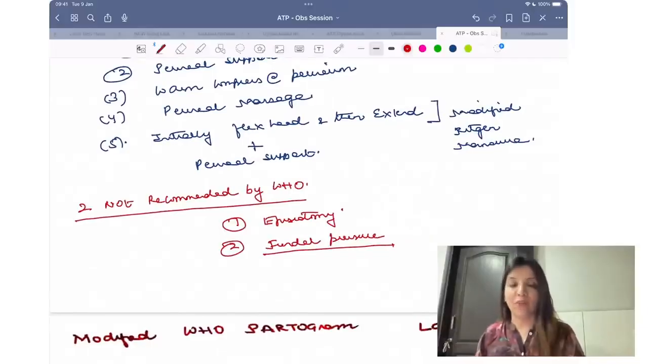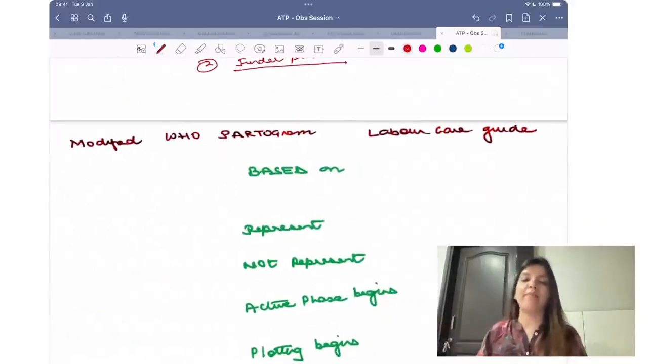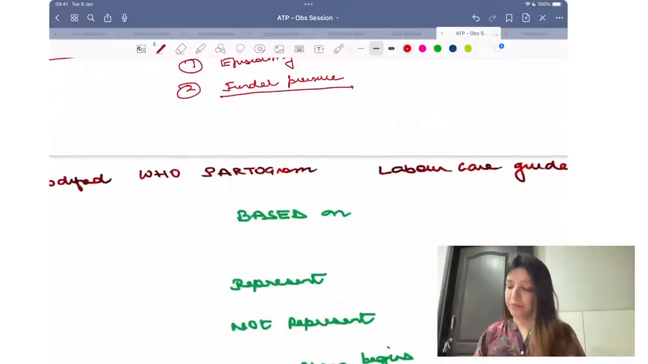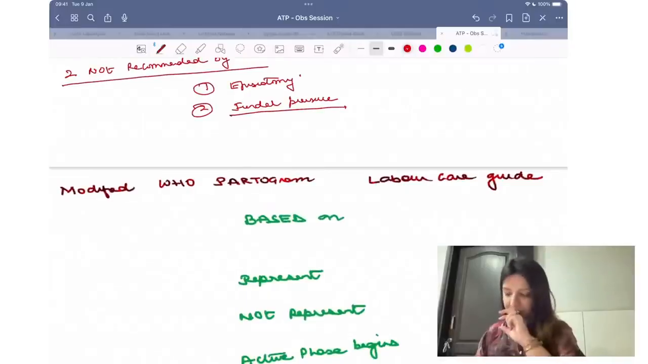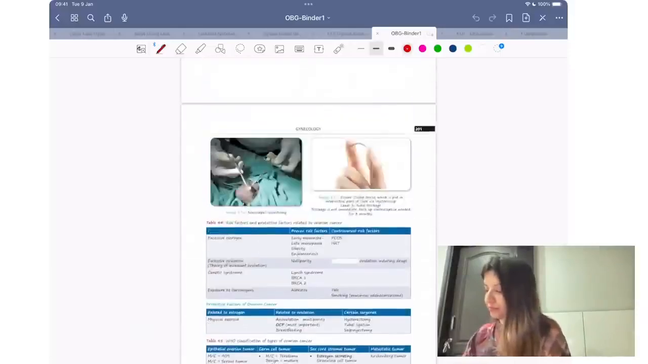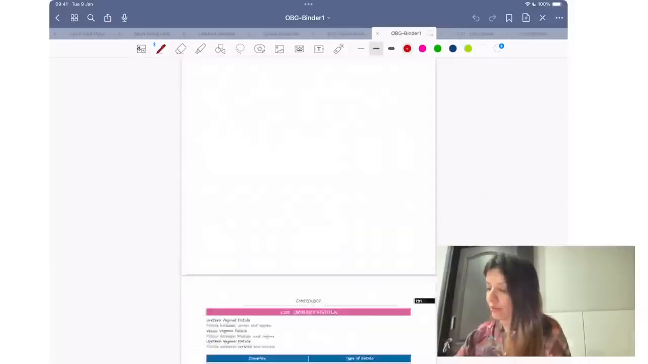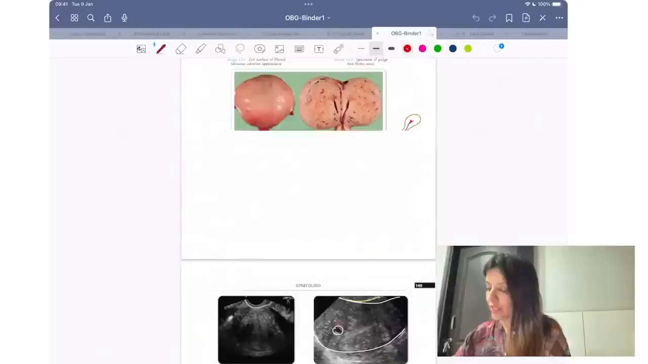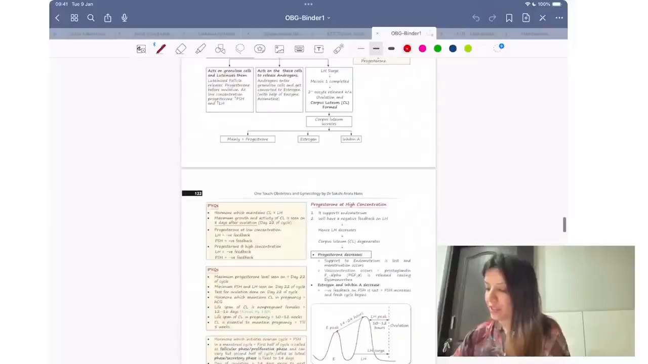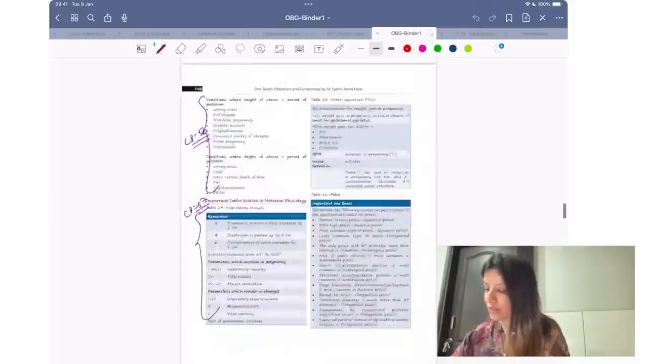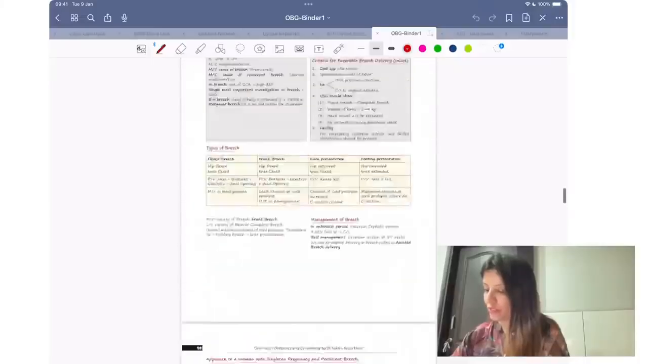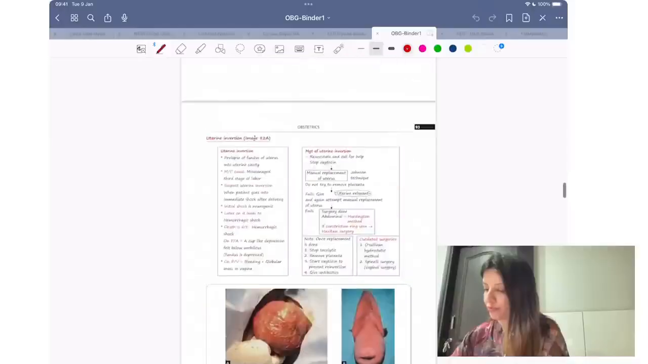Now let us quickly revise the modified WHO partogram and labor care guide. Let me quickly show both these partograms to you so that you can remember them. NEET PG batches and FMG batches, I will be taking your image based session also. And since NEET PG is right in front of us, maybe I take the session today or tomorrow. Either I'll take it up today or I'll take it up tomorrow.